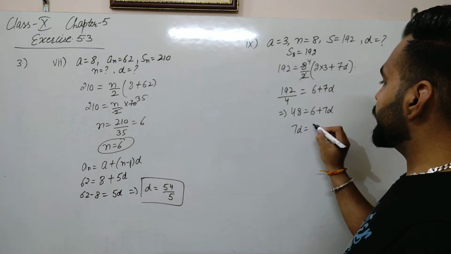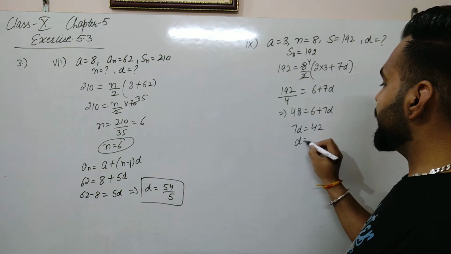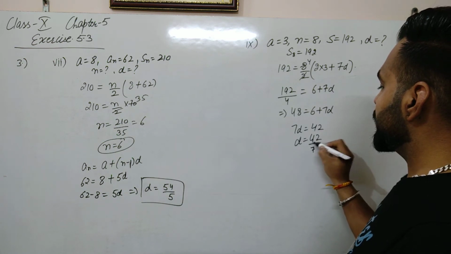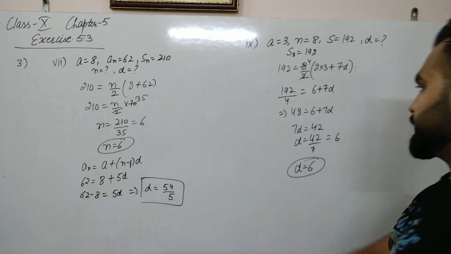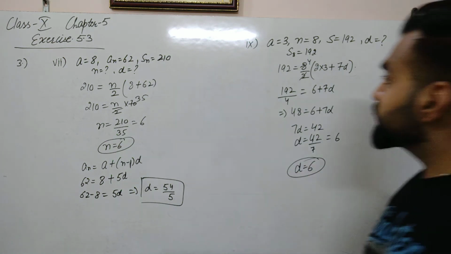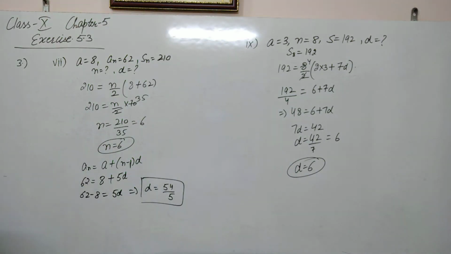70 will be equal to 48 minus 6, 42. D will be 42 by 7, which is equal to 6. So this was question 9th part of question number 3.